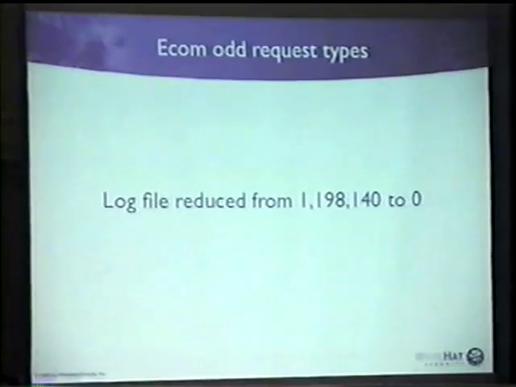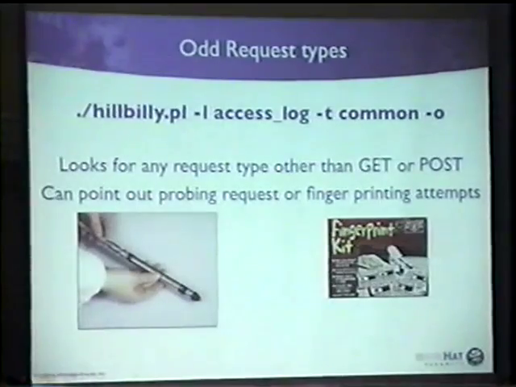So in the odd request types I got from the e-commerce site, basically 1.1 million reduced to 0. So they were getting no 500 errors on their site, which is probably pretty indicative that they're writing good code and they're writing good filters on the front end. So they're not letting any odd request in.